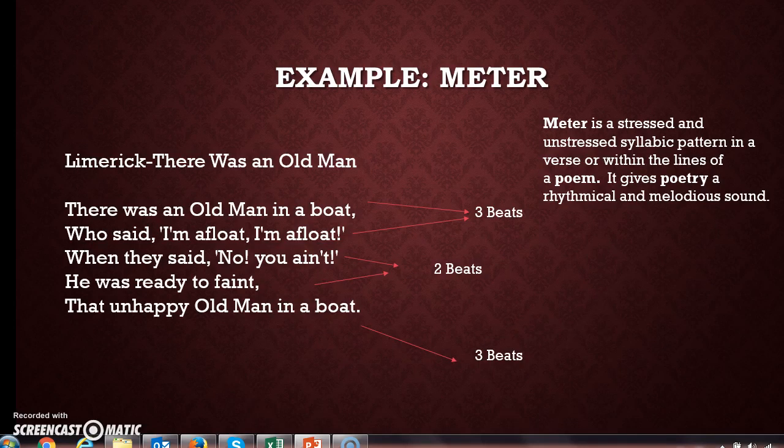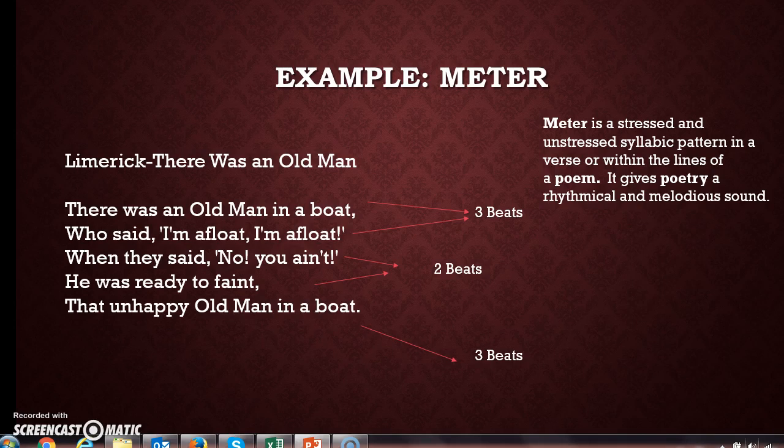Meter in a poem is the rhythm. So whenever you hear us talking about meter in class, we're really talking about the beat, the rhythm of the poem. Meter is a stressed and unstressed syllabic pattern in a verse or within the lines of a poem. It gives the poetry a rhythm or melodious sound.